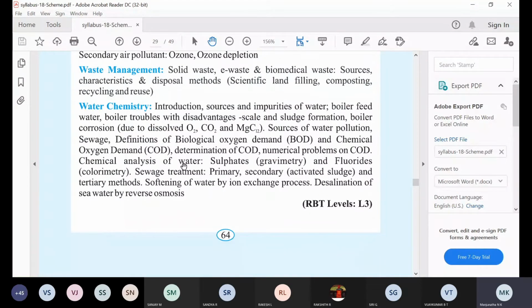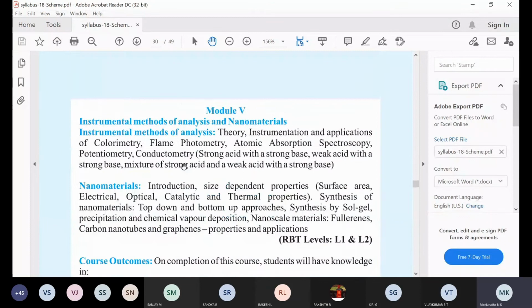Coming to the last module, Module 5, that is instrumental methods of analysis and nanotechnology. For the analysis of a sample, we are using some advanced instruments. Whatever analysis of the sample solution takes place by using advanced instruments is called instrumental methods of analysis, in which in your syllabus you have 5 instrumental methods of analysis.